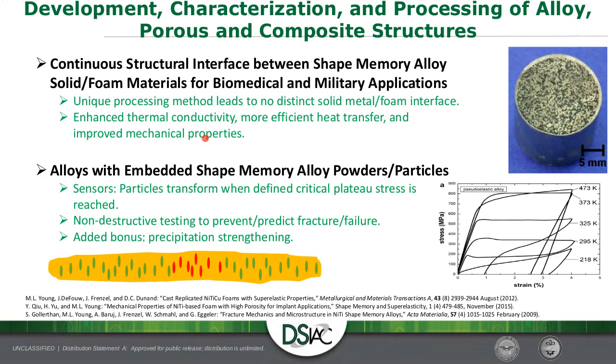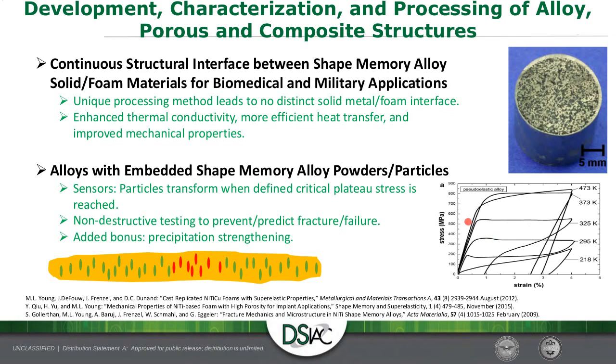Another aspect is that we can embed these shape memory alloys into a material. So I can have a structural material where I put these particles in, and as I show over here, this is just changing the temperature, but I can also change this stress plateau based on the combination of alloying elements I use and heat treatment. What that means is that I can set it at a specific stress, let's say 500 MPa. This material can be damaged and I may not see it.